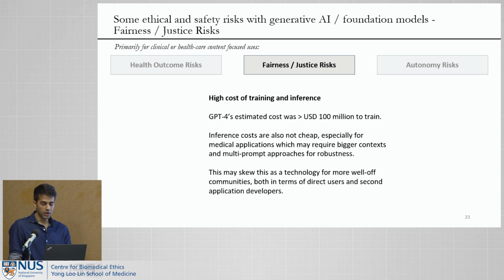And so it's worth noting that this might skew this as a technology for more well-off communities, more well-off demographics, both in terms of direct users, but also in terms of application developers that build on top of these models.